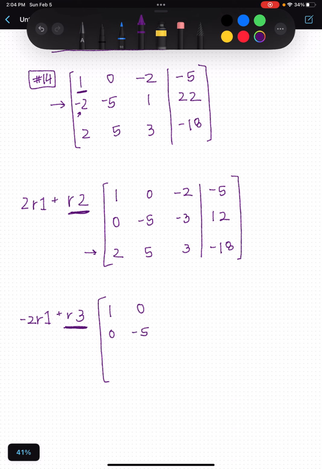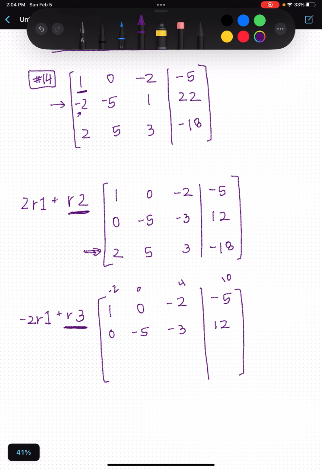And then -5, 12, and then we're going to just change row 3. So to change row 3, the first thing I'm going to do is multiply row 1 by -2, which would give me -2, 0, 4, because -2 times -2 gives me a +4, and then +10. All right, now we're going to add that to our row 3, which is this guy right here.